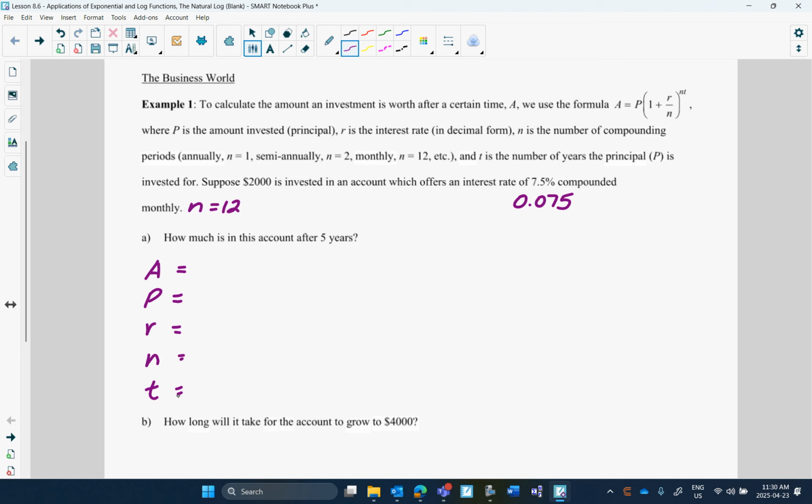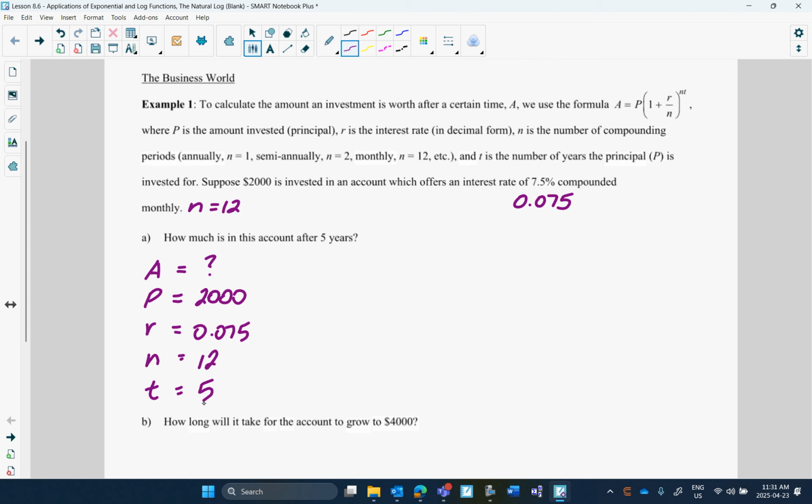Well, how much is in the account after 5 years? That's asking for A. So A is the unknown here, which means you must know all the other things. What's the principal? 2,000. The rate of interest as a decimal, we already saw. The number of compounding periods, I already wrote. How long is this investment in for? How many years? 5. Don't confuse N and T.